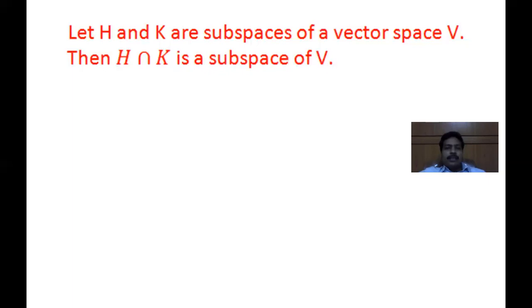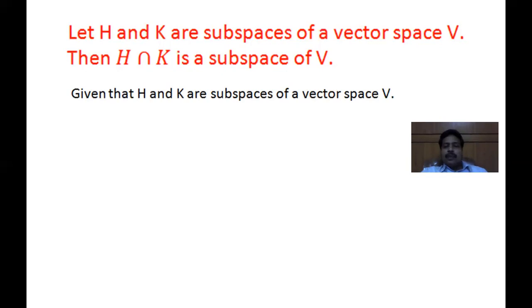Let H and K be subspaces of a vector space V. Then H intersection K is a subspace of V. Whenever H and K are subspaces of a vector space V, their intersection is also a subspace of V. That is what we have to prove. We know that the intersection of two sets is the common points of the two sets. So let us do this. Given that H and K are subspaces of a vector space V, whenever we say that these two are subspaces, these two are vector spaces themselves.